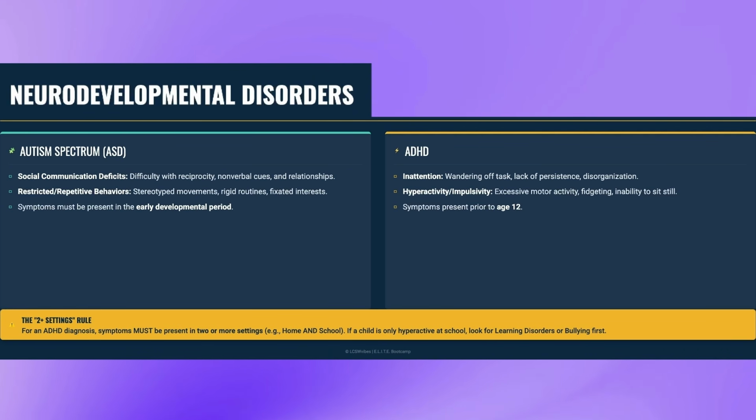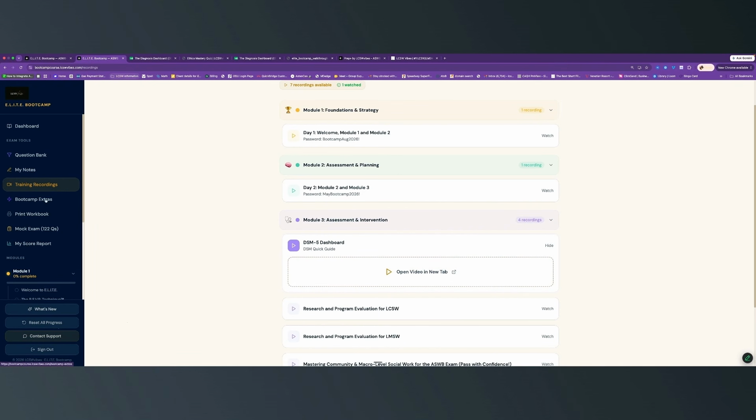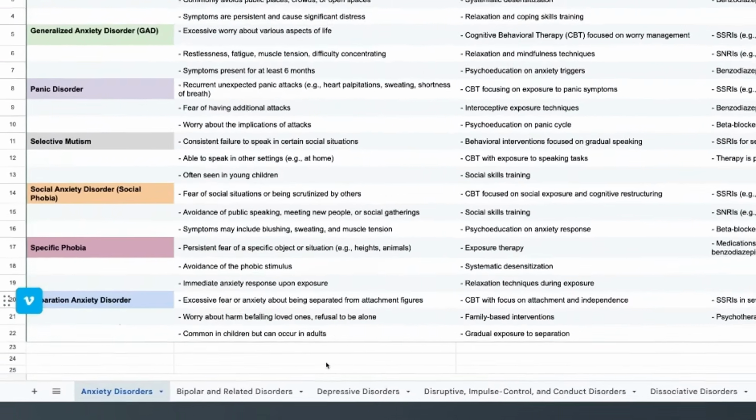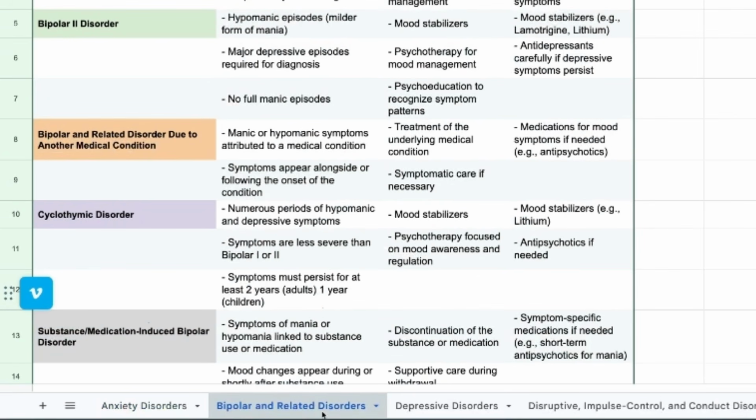So school and home, home and church, they're presenting a certain way. That is how you're able to give them that diagnosis. So again, say for instance, you're like, all right, I got autism and I got ADHD, I'm not 100% sure. That's when you're going to roll out to your bootcamp tab, go to trainings and recordings, click on the DSM dashboard, got it up there twice, and then you would go down to the bottom and you see bipolar.